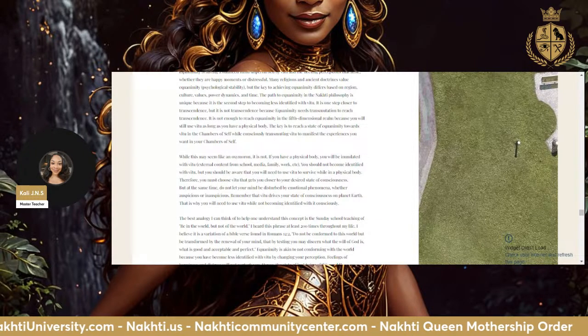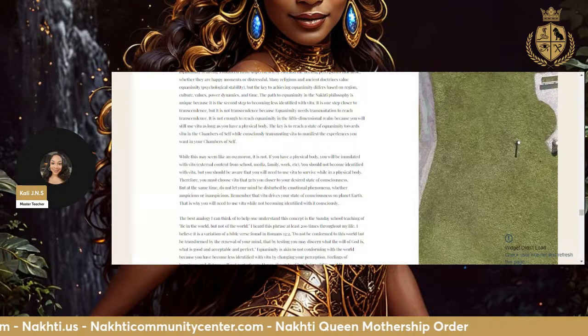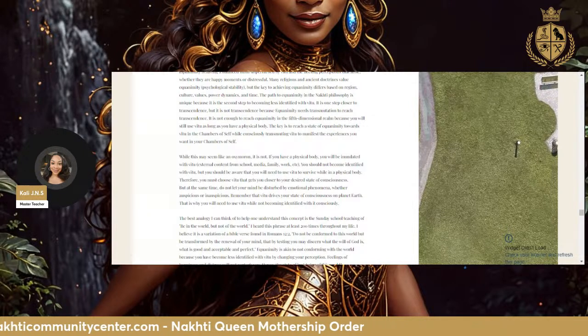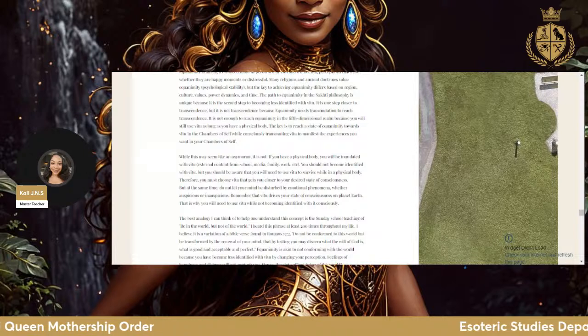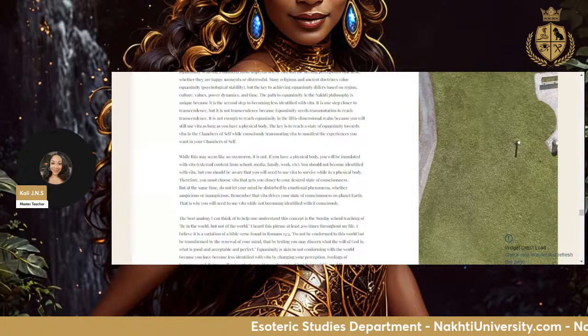We don't want to get all into that, but the Nike philosophy is unique. It teaches you to become less identified with the information, but you also need to transmute certain information to reach that transcendence.